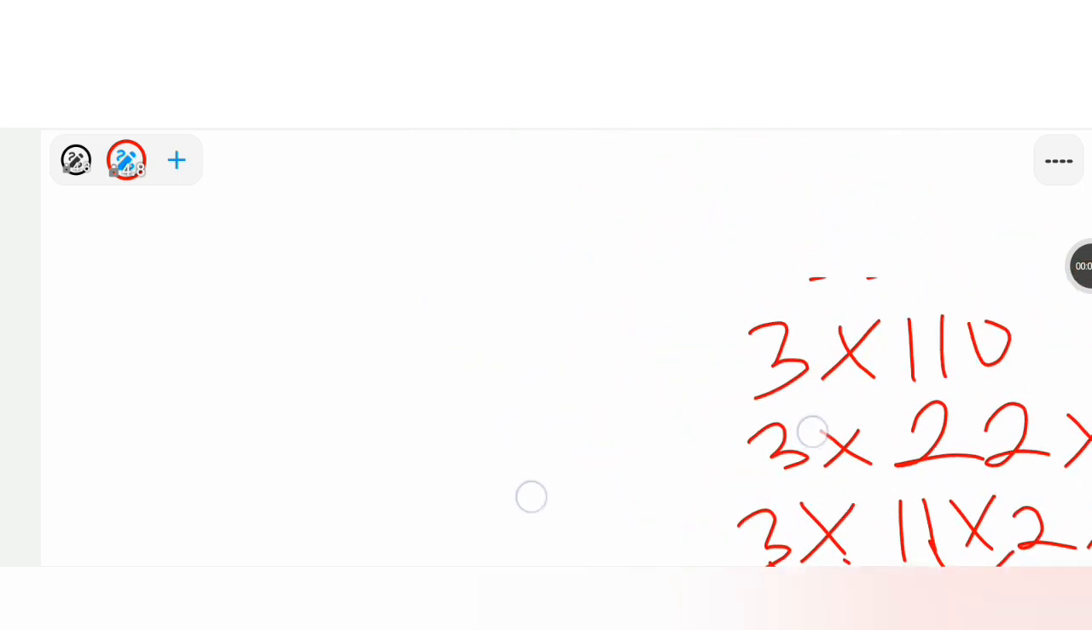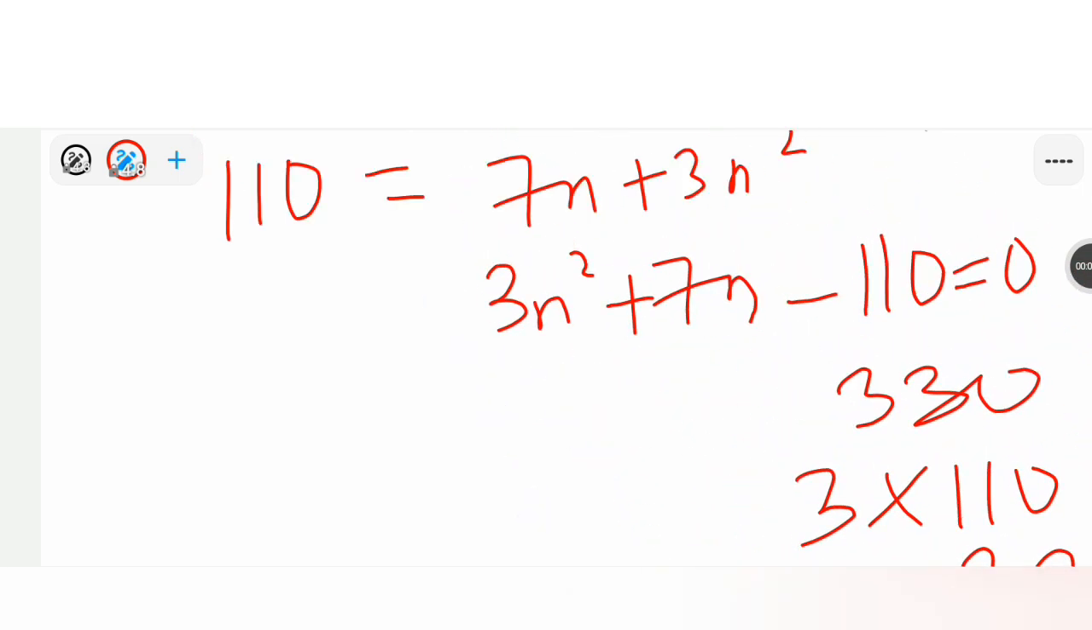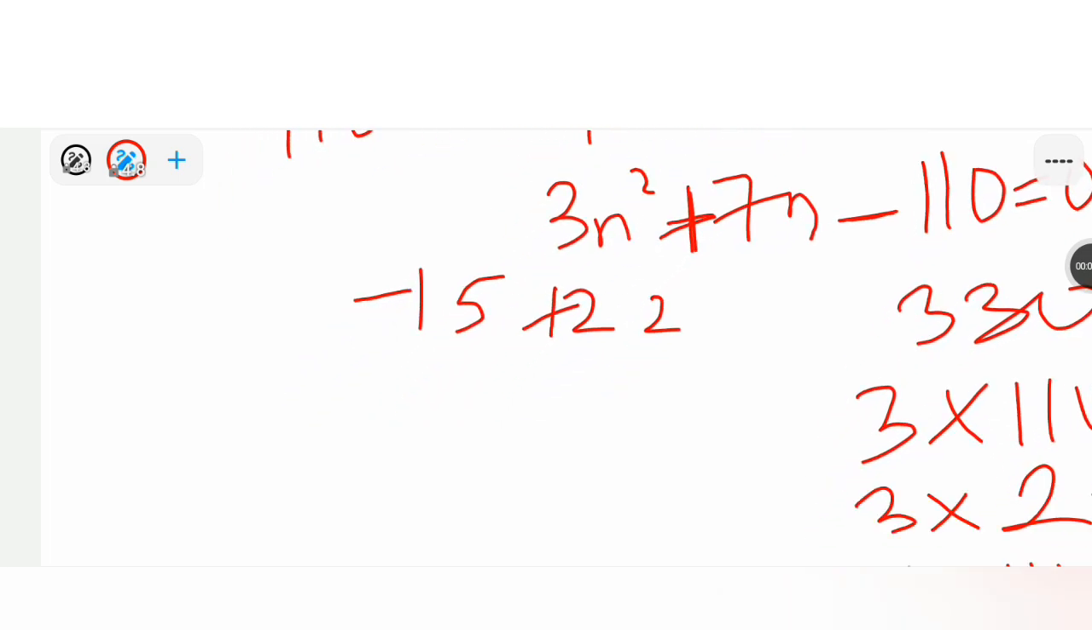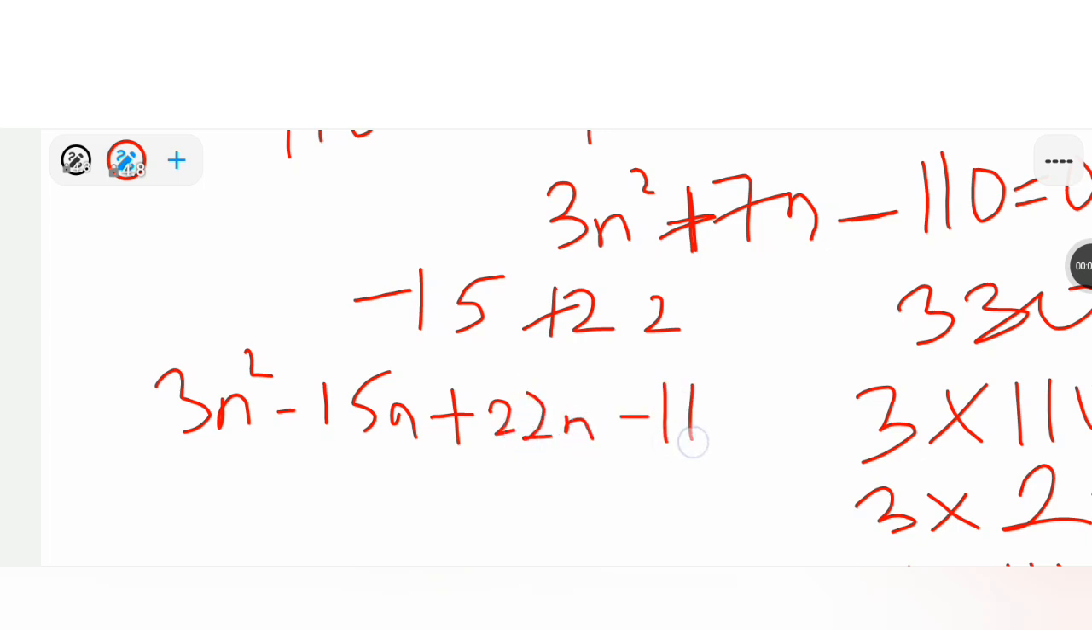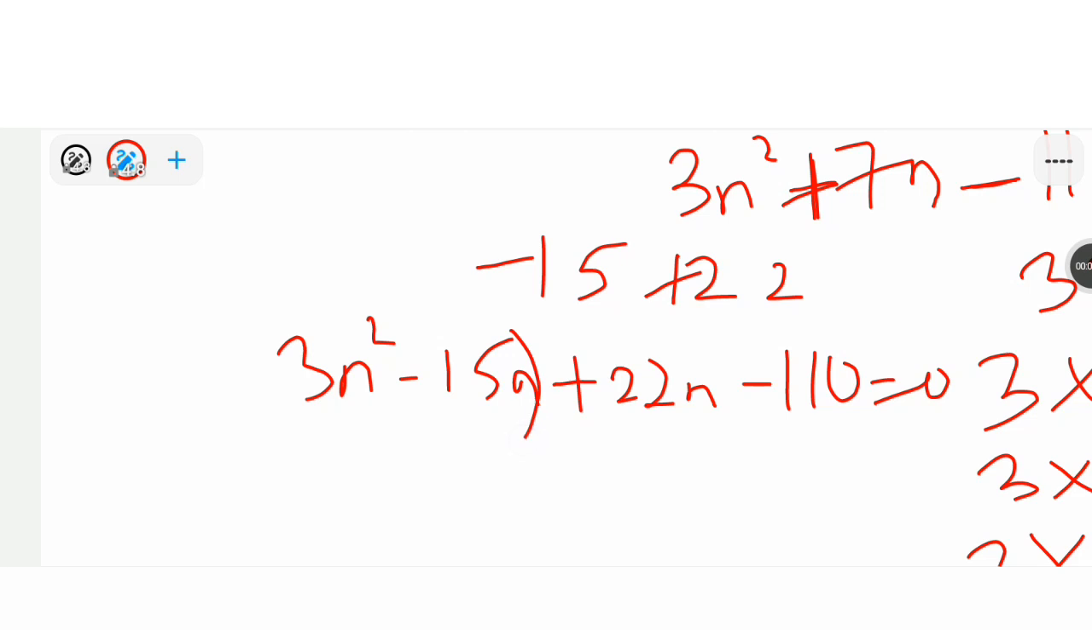So come back here and just write 15, 22 here. 22 is the bigger one. Give it plus. Do plus times minus. Anything you get, give it to the smaller one. So don't write 7n anymore. Write 22n and 15n. So you have 3n squared minus 15n plus 22n minus 110 equals 0. So bracket it like this.